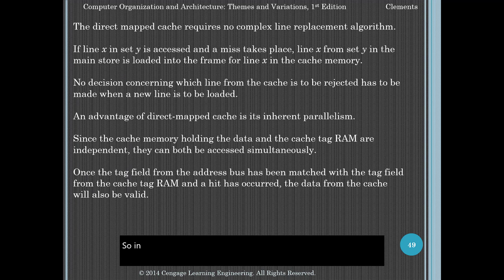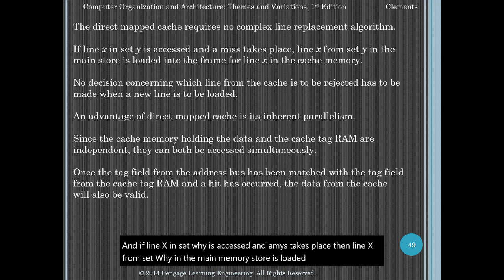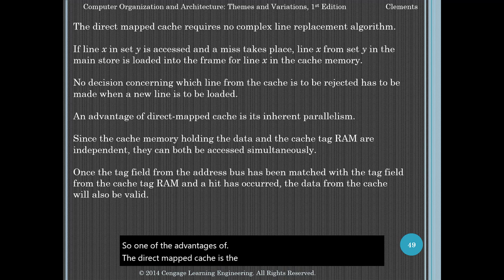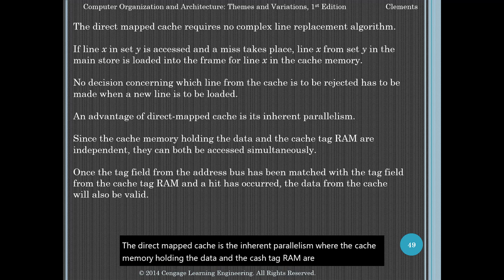So in a direct mapped cache, it does not require a complex line replacement algorithm. If line X in set Y is accessed and a miss takes place, then line X from set Y in the main memory store is loaded into the frame for line X in the cache memory. So there's no decision concerning which line from the cache is to be rejected. We don't have to make that determination when a new line is to be loaded. One of the advantages of the direct mapped cache is the inherent parallelism, where the cache memory holding the data and the cache tag RAM are independent. They can both be accessed simultaneously. So once the tag field from the address bus has been matched with the tag field from the cache tag RAM and a hit has occurred, the data from the cache will also be valid.